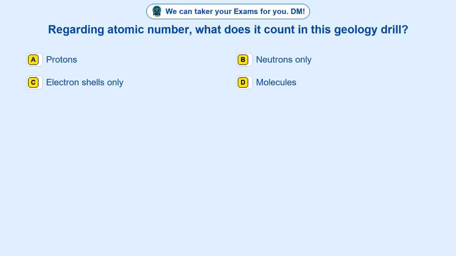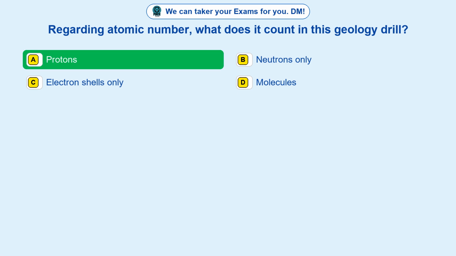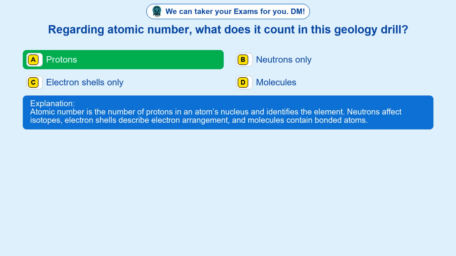Question 31. Regarding atomic number, what does it count in this geology drill? Option A, protons. Option B, neutrons only. Option C, electron shells only. Option D, molecules. The correct answer is option A. Protons. Atomic number is the number of protons in an atom's nucleus and identifies the element. Neutrons affect isotopes, electron shells describe electron arrangement, and molecules contain bonded atoms.